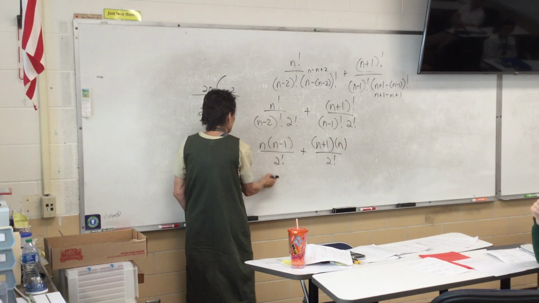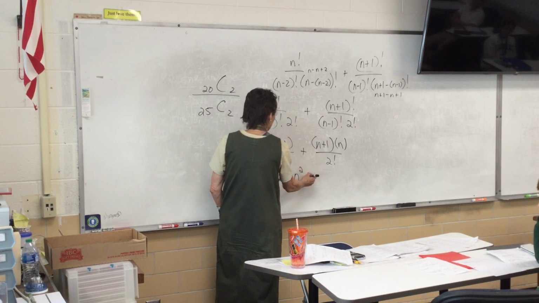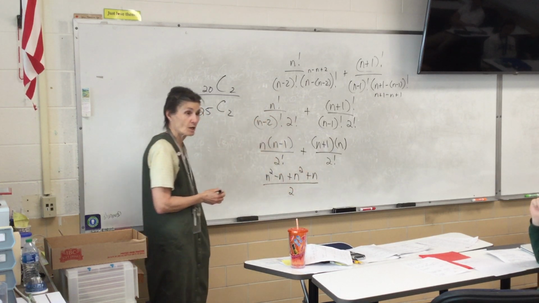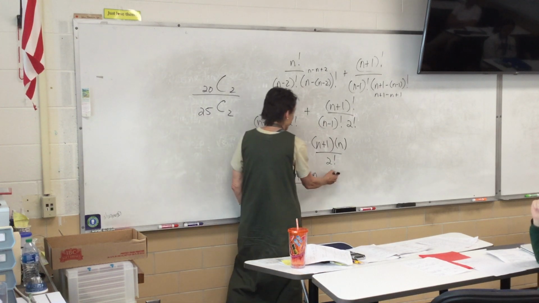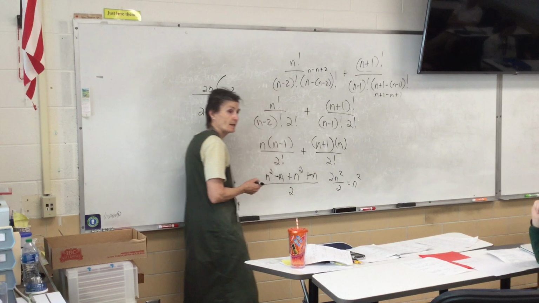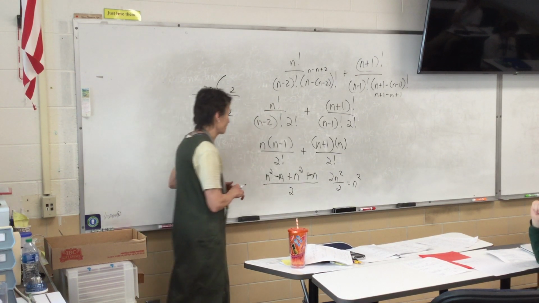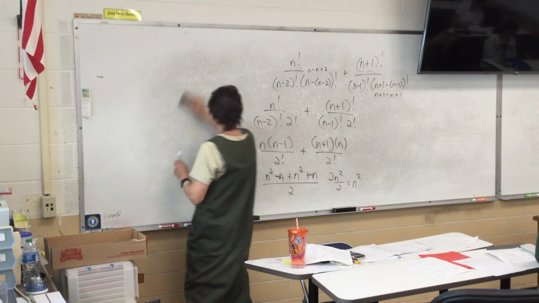So we've got n squared minus n plus n squared plus n, all over 2 factorial, which is just 2. And the n's cancel, so we're left with 2n squared over 2, which is indeed n squared, what we wanted to add up to. All right, anything else from homework?